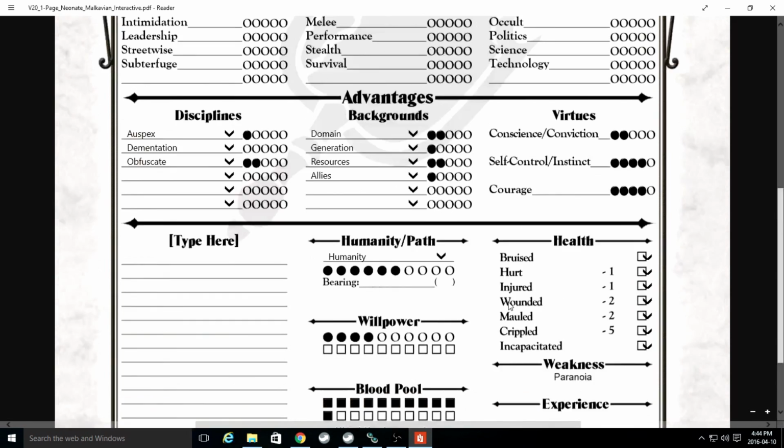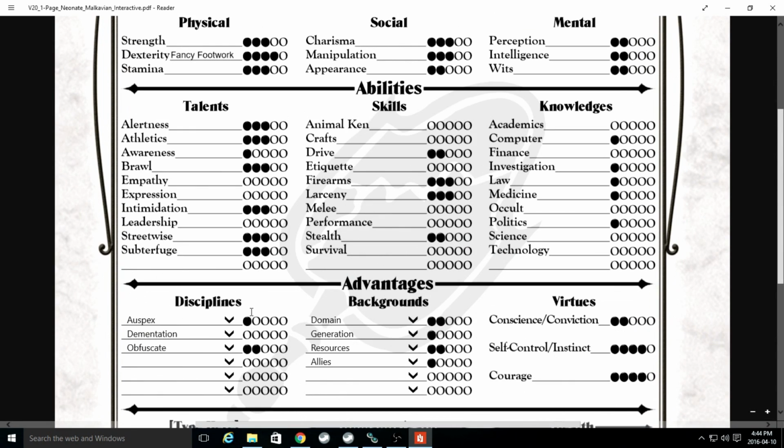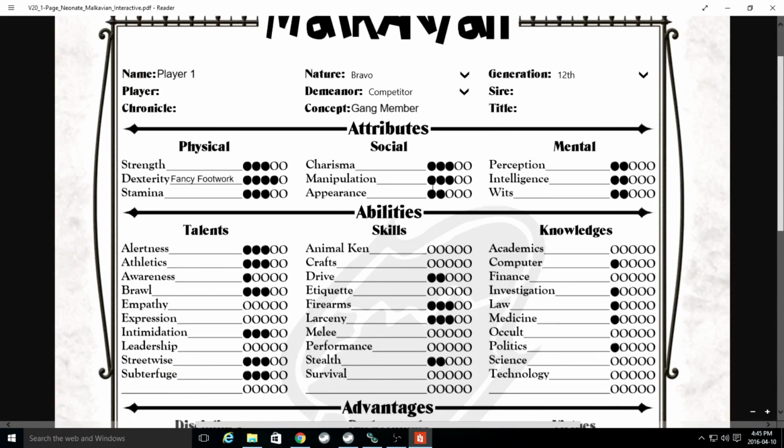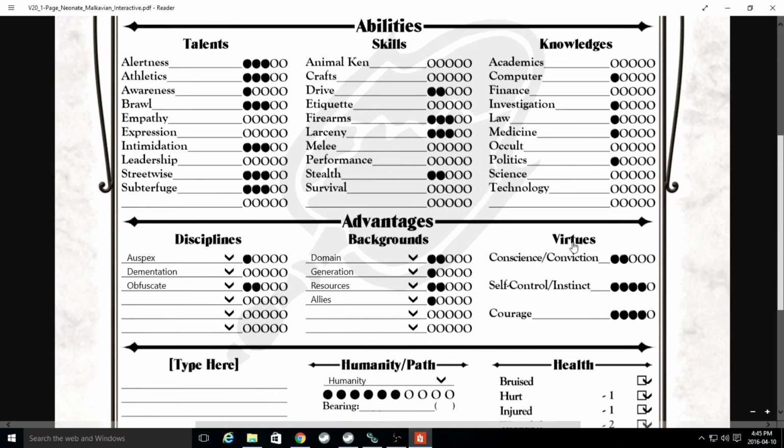So we have a gang member with paranoia, which is why he has Auspex 1 to allow for heightened senses, and has a good level in alertness. Perception and alertness is 5 dice. Not the best, but not the worst either. But he's got 2 dots in Obfuscate, which allows him or her to basically hide from view, to be invisible to anything but cameras, which is a good thing to have. So this is our wonderful little gang member Paranoid, the Bravo and the Competitor. Got some fancy footwork going on. This is a template that you can use.